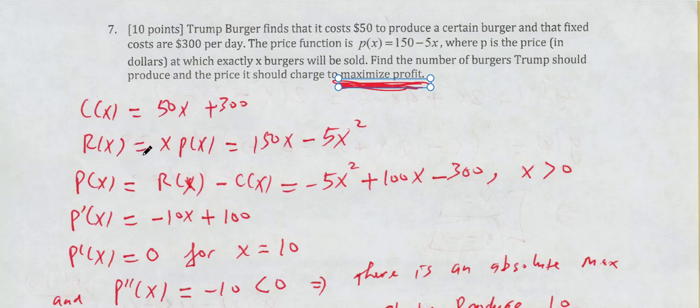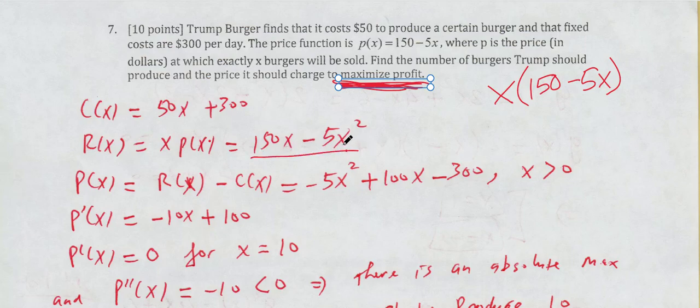The revenue function is the quantity times the price, right? Quantity, the number of burgers sold, multiplied by the price. The quantity in this case is x burgers. So x is the quantity multiplied by the price, which is the p of x function right here, so x multiplied by (150 minus 5x). If we do the distribution of that, we get x multiplied by 150, or 150x, and x multiplied by minus 5x, or minus 5x squared, which is right here.